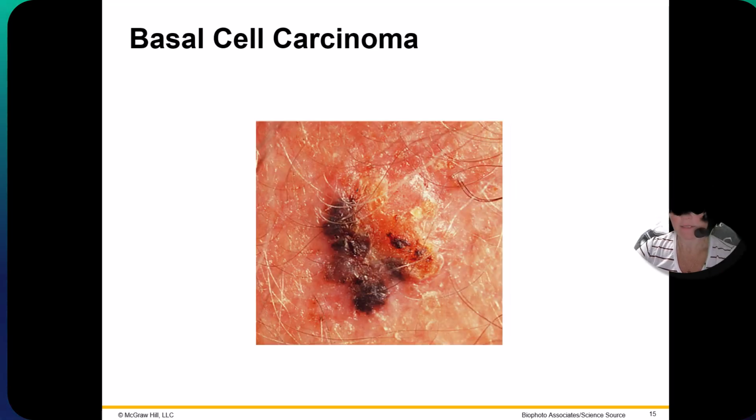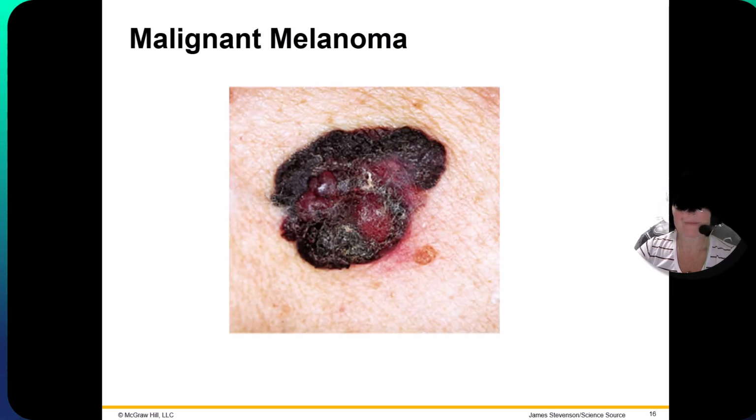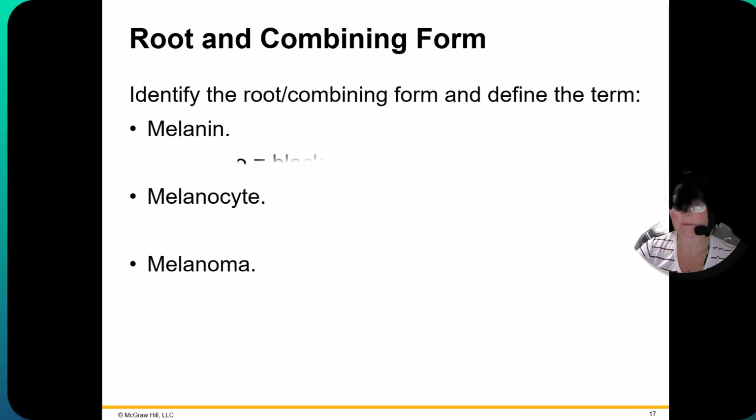Next, we have our basal cell carcinoma. Carcinoma is the same thing. It's just a cancerous tumor in the basal cell. And then we go to malignant melanoma. Melanoma is a little bit different. Oma means mass or tumor, but melan means black. So let's take a look at this a little bit further.